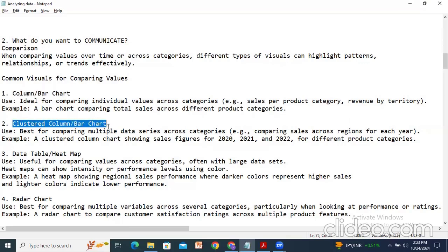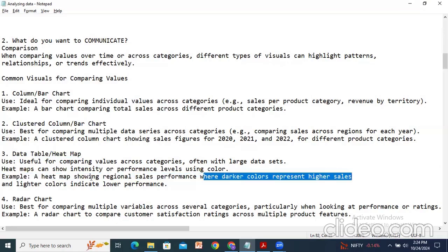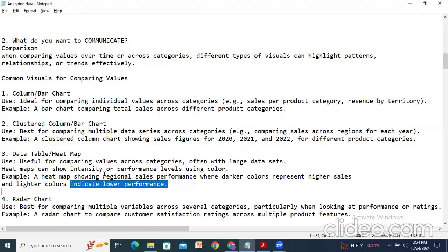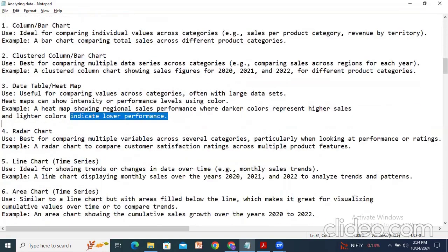Next, clustered column bar chart. This is mainly for sales figures analyzed year wise, like 2020, 2021, 2022, for different product categories. Next, data table or heat map. This is used for comparing the values across categories, often with large data sets. Heat maps can show intensity or performance levels by using color, where dark colors represent high sales and light colors indicate lower performance. This is where we can show color coding.